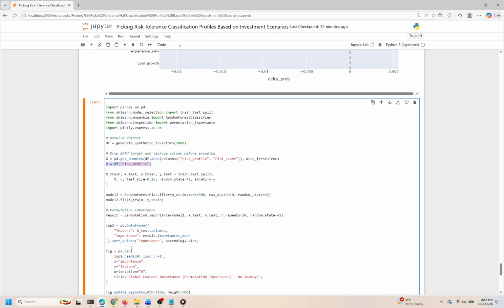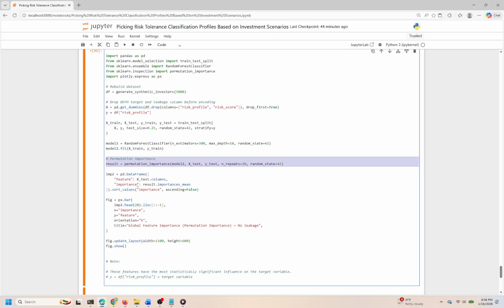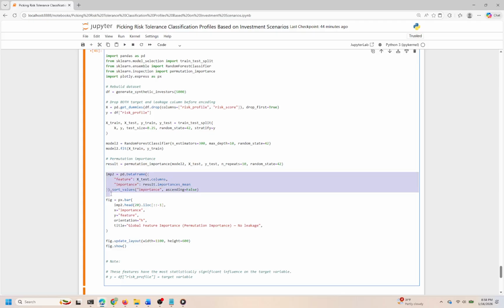We then initialize a RandomForest classifier with specific parameters aimed at balancing complexity and performance. By fitting the model to our training data, we set the stage for evaluating its predictive capability. With the model trained, we employ permutation importance to assess the contribution of each feature in our test set. This method calculates the change in model performance when a feature's values are randomly shuffled, thereby gauging how crucial each feature is to the predictions.